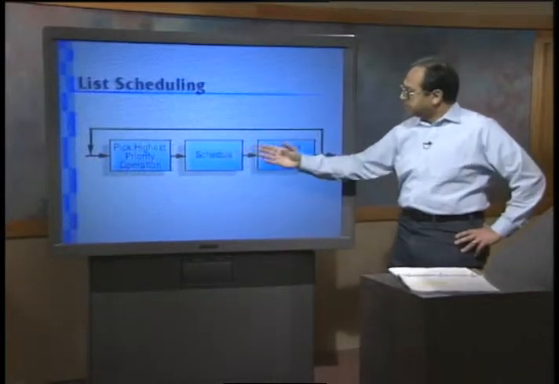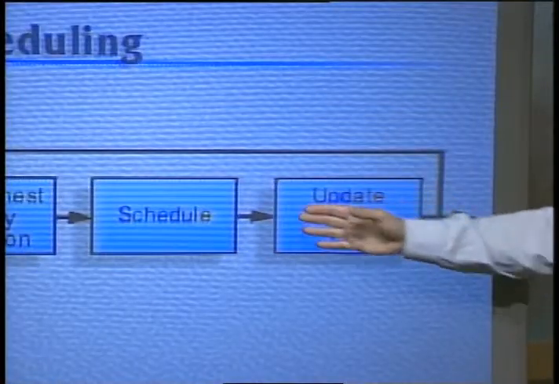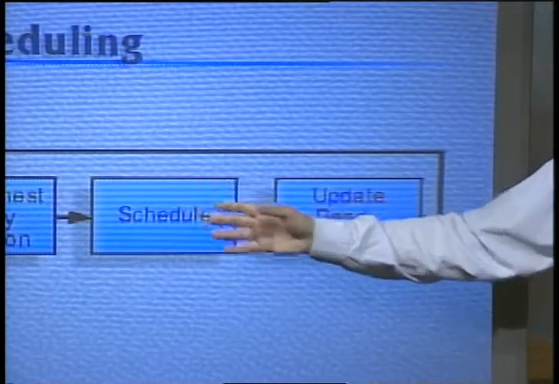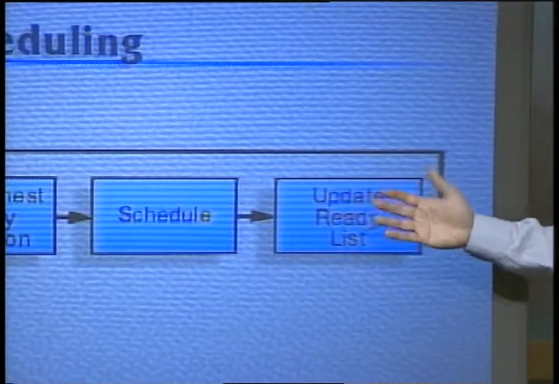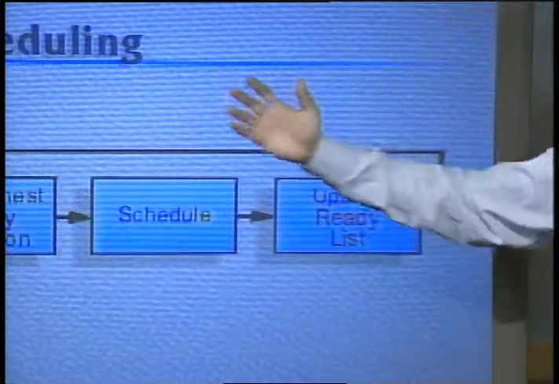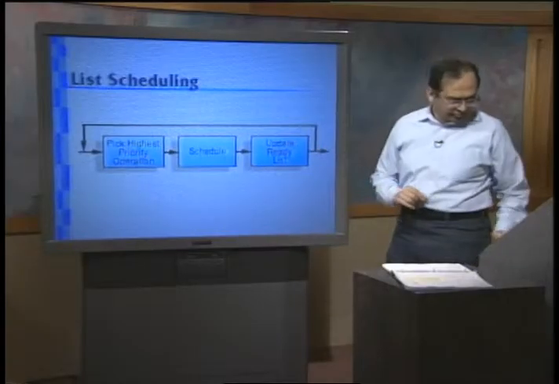Now, at that point, it could well be that we have to update the ready list. This could have been the last predecessor of some other operation, and so now that other operation is ready. We add it to the ready list, and we repeat this process again and again until we have scheduled everything.